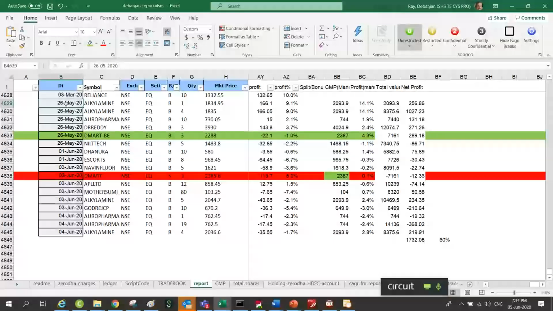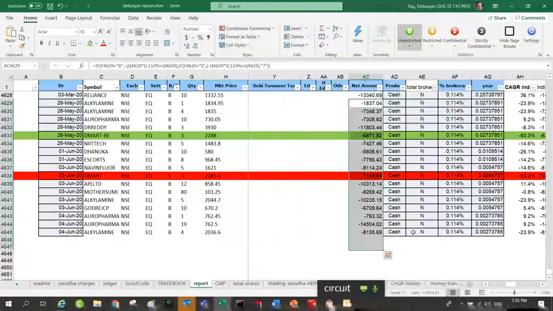I've started investing in Alkamine. Looking at the technical things, I bought at this price and this is the quantity, and then I have spent this much. Negative means the money has gone out of my pocket, and positive means I've sold the stock and the money has come into my pocket. So I've invested around 1,16,000 of money.